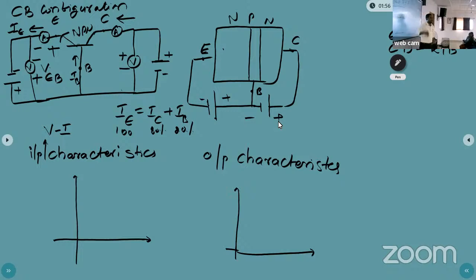Now coming to the collector base voltage, collector to base voltage. This is the collector. How can we increase the collector base voltage? By increasing the bias voltage. Which bias? Collector base bias. What is the meaning of that arrow line?